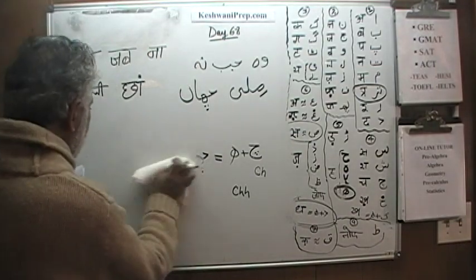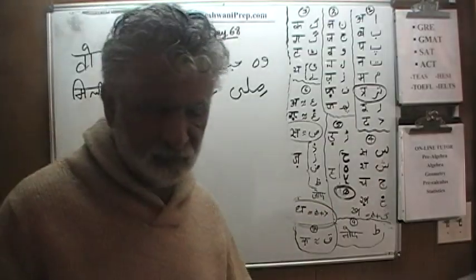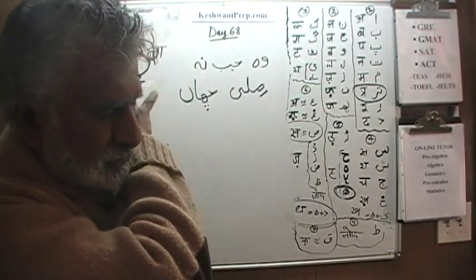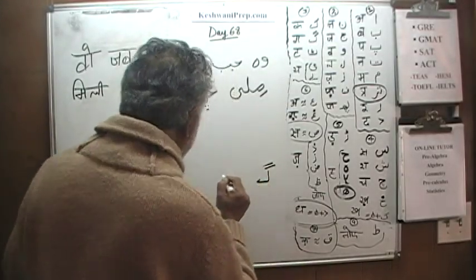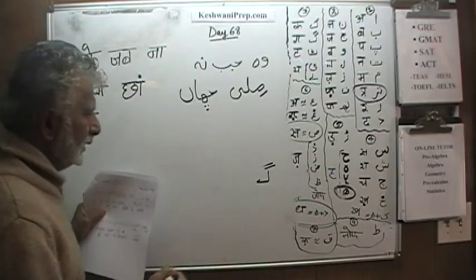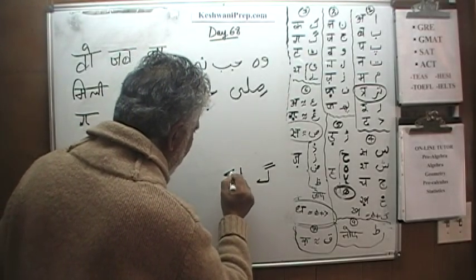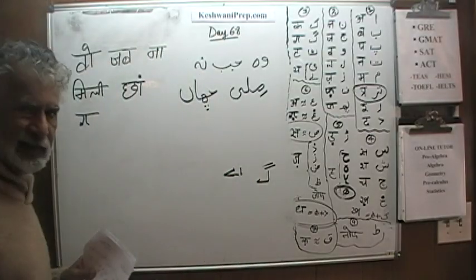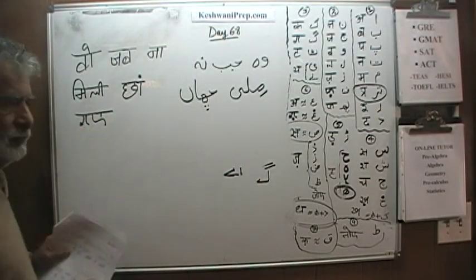Chhaa means to overcome, to overcast. Chhaa gaye. You need a ga. And then we need a, which is alif and alif combined with badi a, which gives us a ki matra. In Hindi, you simply write like this, a.